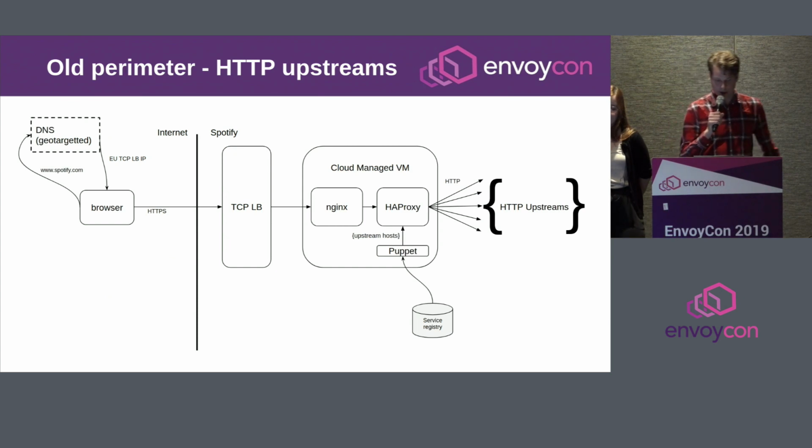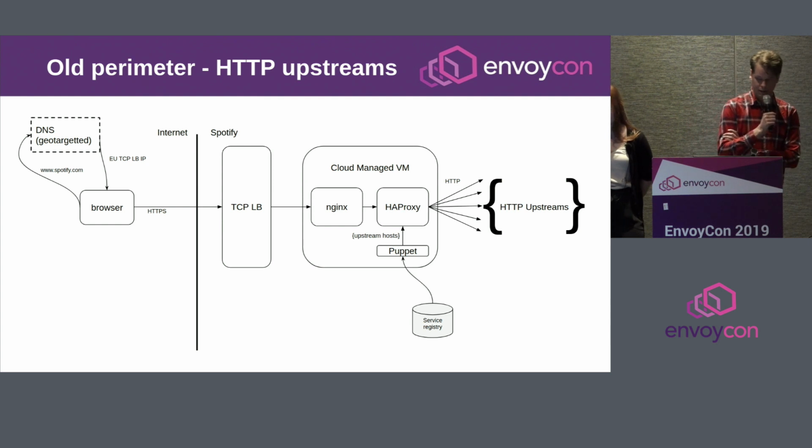So if you look at the web load balancer for a bit, this is kind of what it looked like, the old system. So the 2 main components in this one are Nginx and HAProxy. And basically a browser would make a DNS lookup of www.spotify.com, for example, get a response that routes it to the closest regional TCP load balancer. Remember, we're in 3 regions, so if you're in Europe, you will go to the Europe one. The browser would connect to the Nginx, which would terminate TLS, and HAProxy would then load balance the traffic over the upstream servers, right?